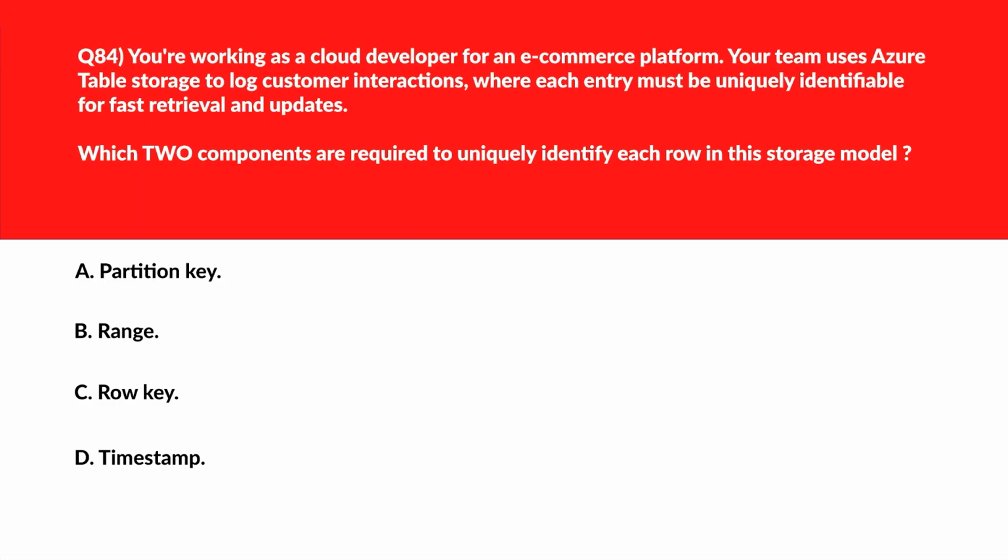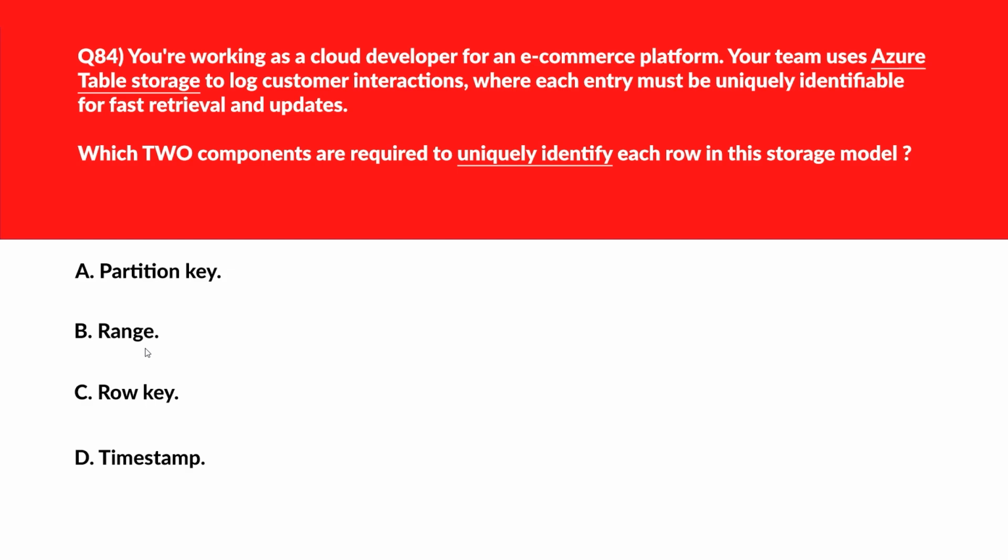Alright, now let's look at this question. This is a multiple choice question which is about uniquely identifying. Option A says partition key. Partition key defines the logical boundary for grouping rows. Let's keep it. We'll move to B.